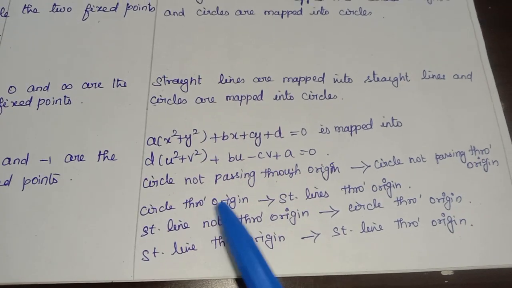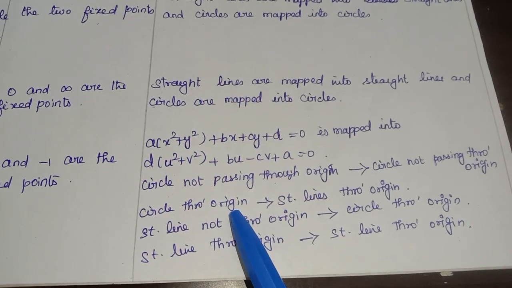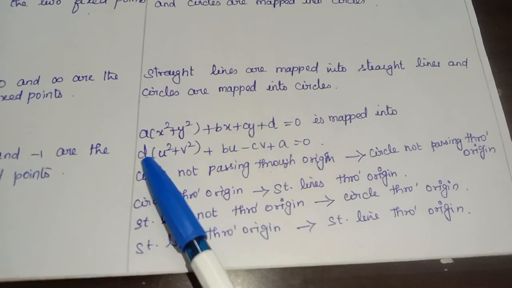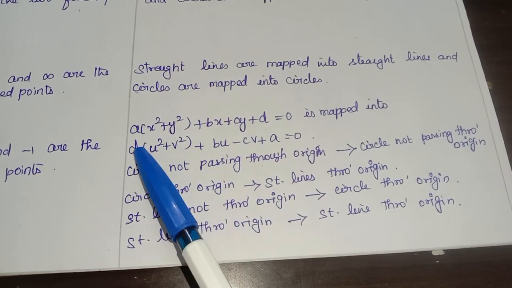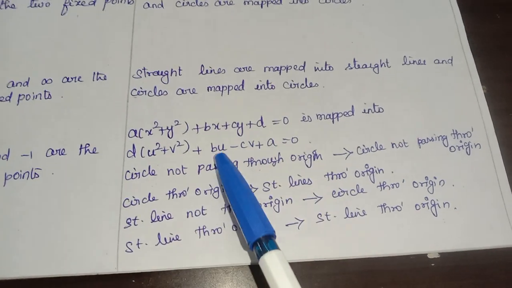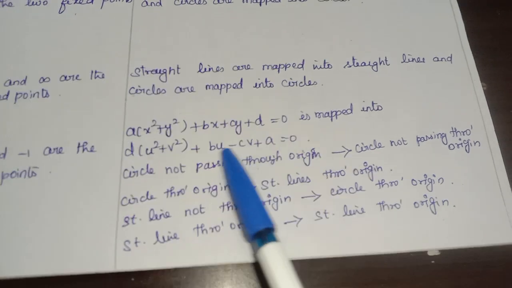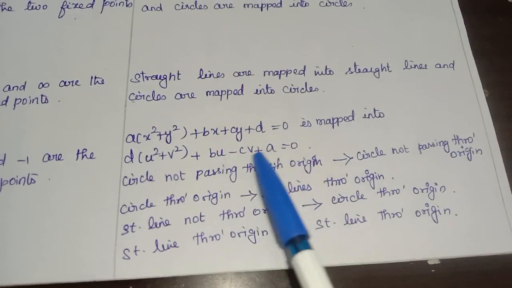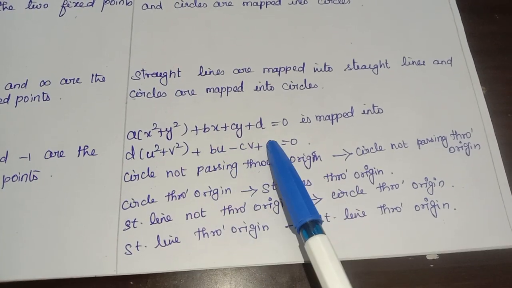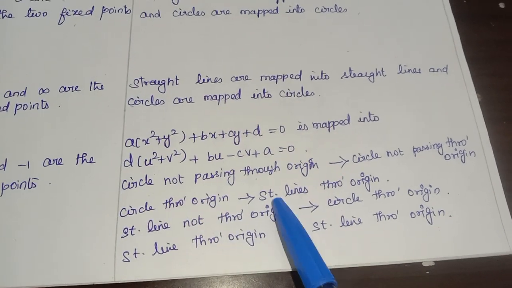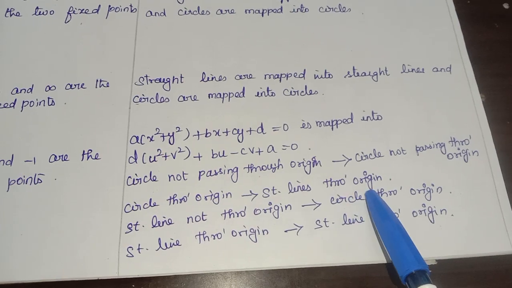Next, circle passing through origin. Circle passing through origin means this constant is absent, d is 0. So d equal to 0 means this term will not be there, only this term alone will be there. So a circle passing through origin will map to this equation, where there is no u square, v square term. That means it represents a straight line, but a is not equal to 0 here, so it represents straight lines through origin.